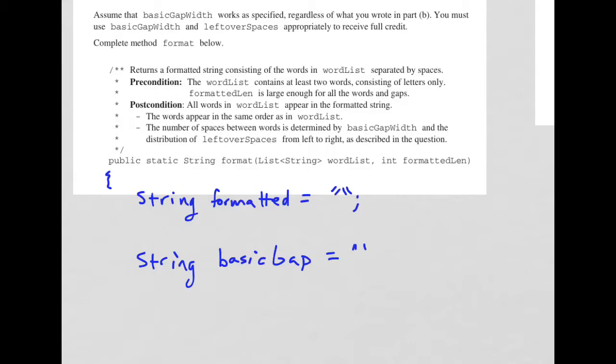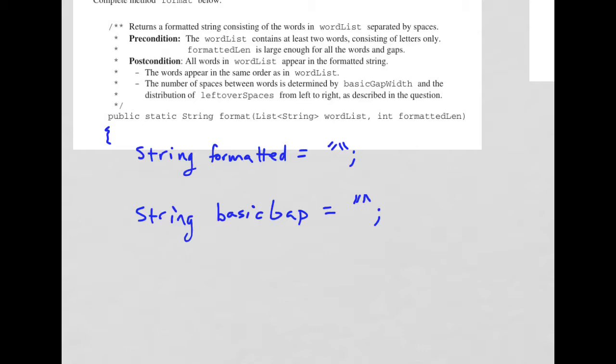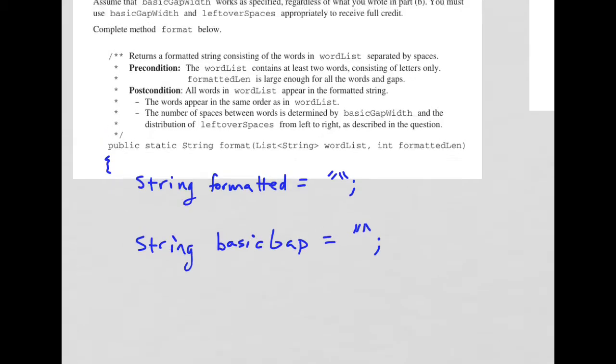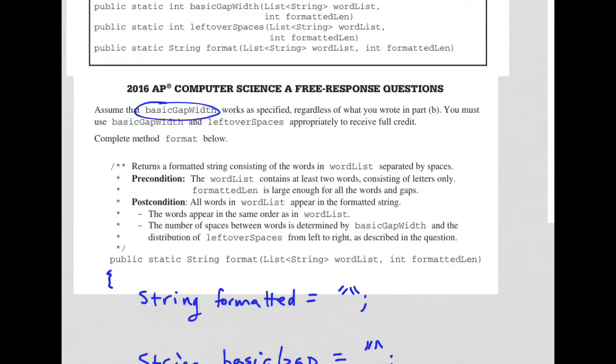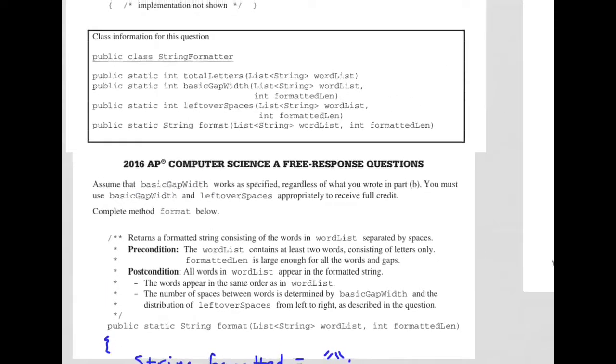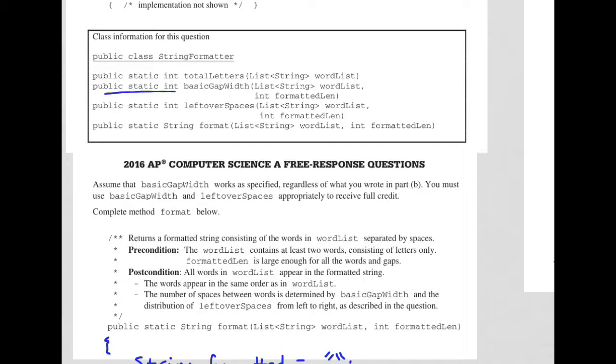That looks like it has a space in it, so I'm going to make it not have a space. So the basic gap has nothing in it, but I'm going to use a for loop and just run through and put in however many, because I don't actually know how many spaces are in a basic gap yet. However, I do have a method that I can use to figure that out. So how does that method work? Well, it outputs the number of spaces, and then it takes as arguments a string and the formatted length.